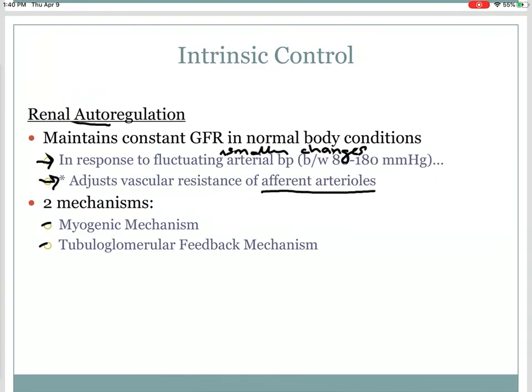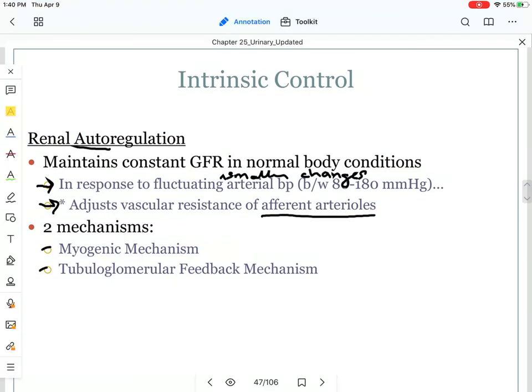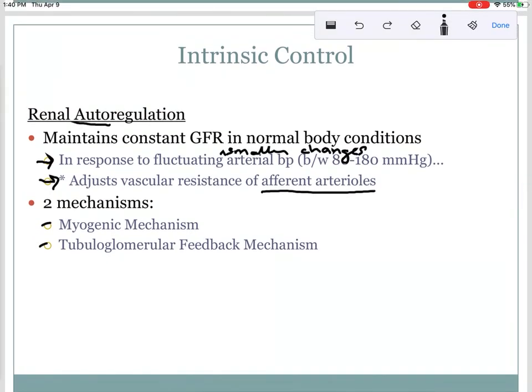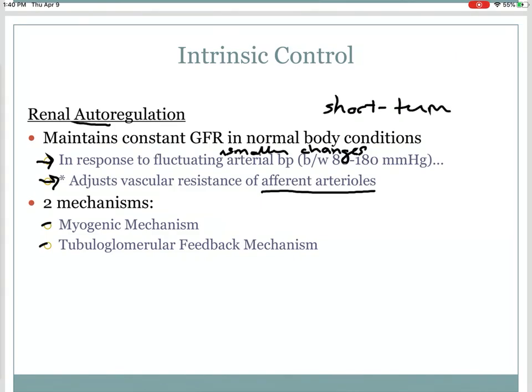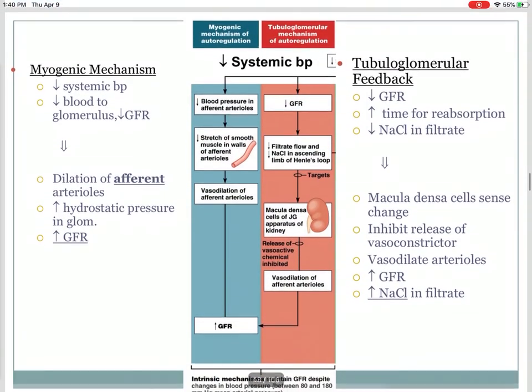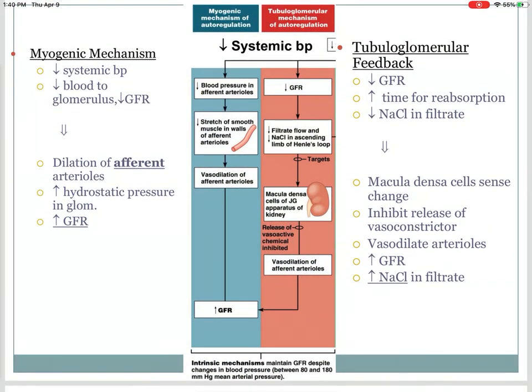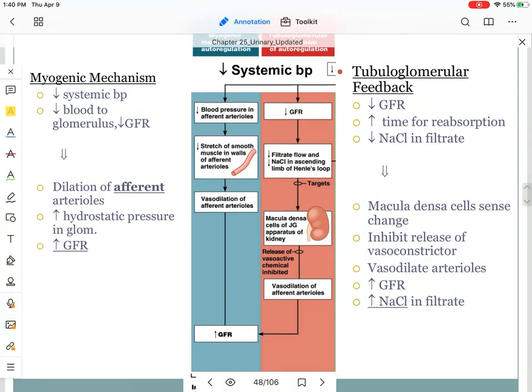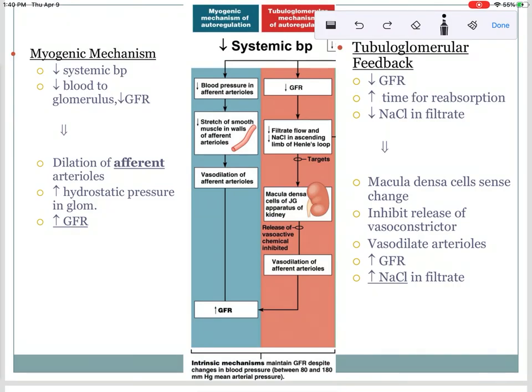All right, let's attack each of these one at a time, myogenic and tubuloglomerular. We're talking about autoregulation. I do want to make a point before we go on, that these are short term. So this is how our glomerulus can regulate itself in the short term. It's a quick fix. All right. You may not like pictures like this, but I think it's the best way to talk about what's happening. So bear with me. Let's talk about the myogenic mechanism.